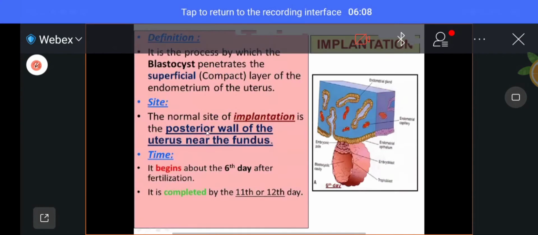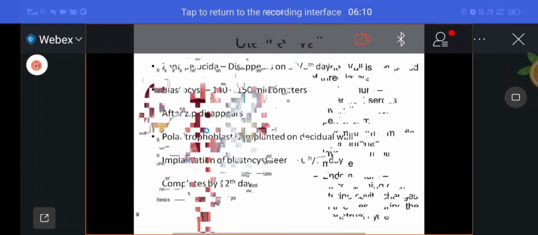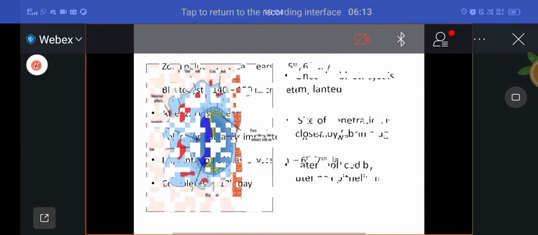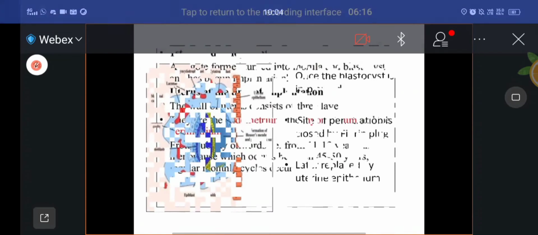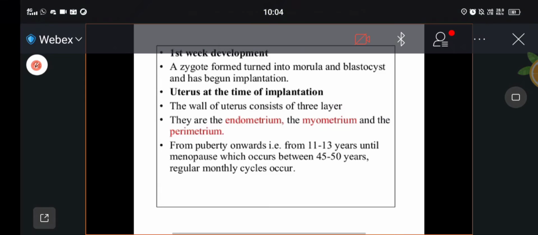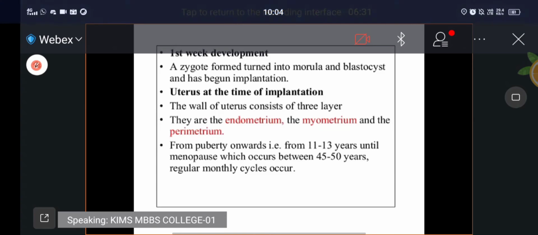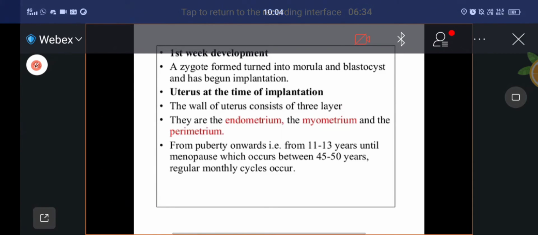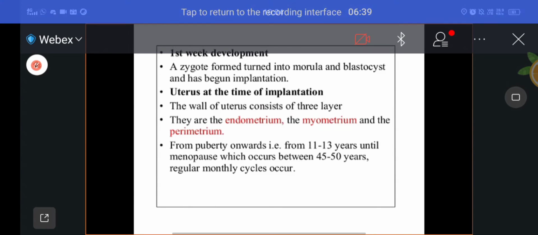Next, you are already aware of implantation and everything. All these things were completed in my previous class. During the first week of development, we see cleavage or division of the zygote, and it is converted into morula and then into blastocyst. Trophoblast cells and embryoblast cells will be differentiated, the blastocyst will be formed, and implantation also takes place. So all these things we see during the first week of development.